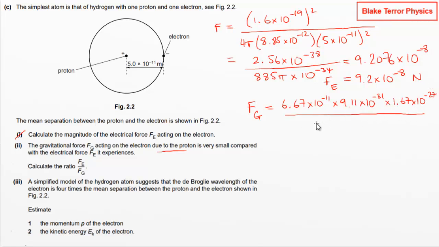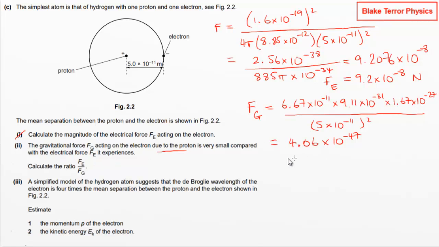Then we need to divide again by our 5 times 10 to the minus 11 squared. So it's just plugging in loads and loads of numbers. This takes a while to type in. Let's just leave out all of the powers of 10 to make it quicker, and then I can stick that in at the end. So 4.06 times 10 to the minus 47. Wowzers. Okay, so that is small, but we'd expect it to be small.